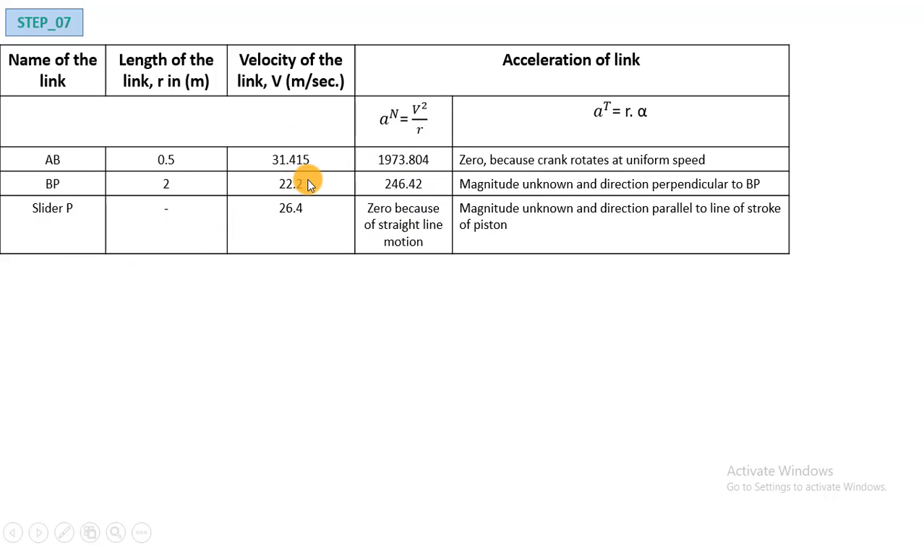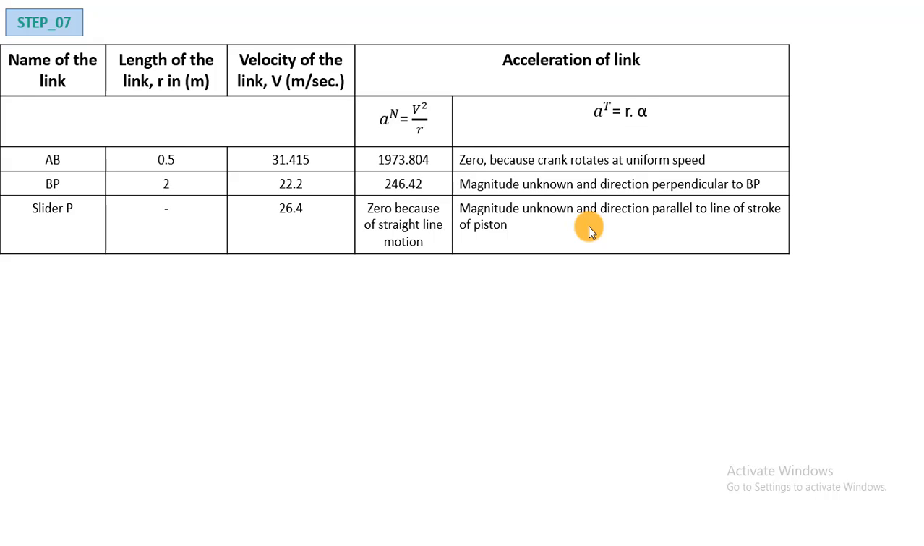Then moving to the connecting rod, we know its length as well as the linear velocity of the link. Then 22.2 squared divided by 2 gives 246.42. Now for connecting rod BP, we have the normal component as well as the tangential component. But we don't know the magnitude of the tangential component of acceleration for the connecting rod. But we know its direction: it is perpendicular to BP, or we can say it is parallel to the velocity vector.